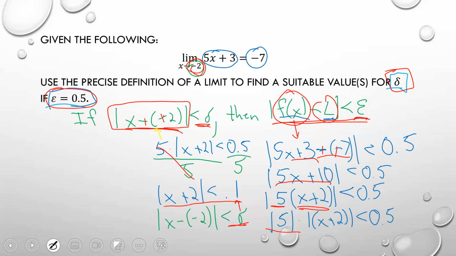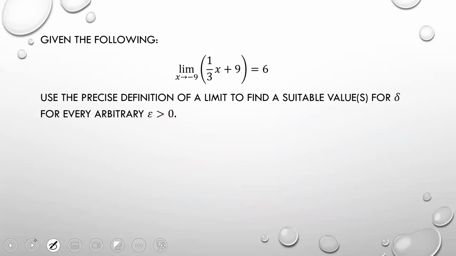Okay, well, this is for a specific value of epsilon, right? We were told that epsilon equals 0.5 here. But what if we want to do this more generally for any value of epsilon, right? So let's look at an example of that. So here, again, we're given that the limit as x approaches negative 9 of 1/3 x plus 9 equals 6. Again, we could double check this fairly easily since negative 9 is in the domain of this function. We could just plug it in there and we'd find that the limit is 6.